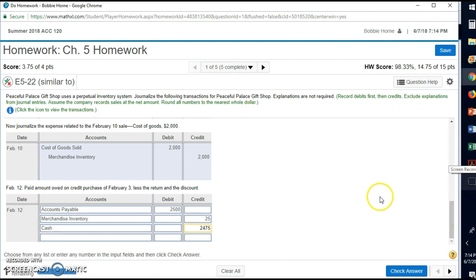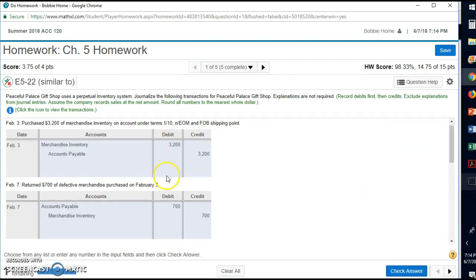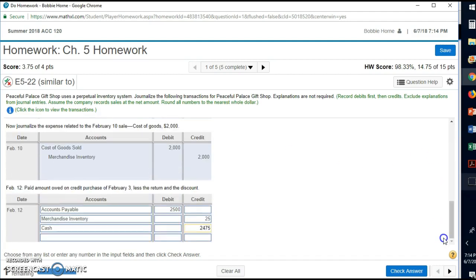Remember, we recorded the inventory as $3,200 minus $700. We recorded the inventory as $2,500, but we only paid $2,475 for it. That is why we had to reduce inventory by $25 because we got a discount. So we recorded it for $2,500 and then we reduced it by $25. So now inventory is on the books at the cost, which is $2,475. Inventory has to be recorded at how much we paid for it, at the cost, the amount of money that we actually paid for the inventory.